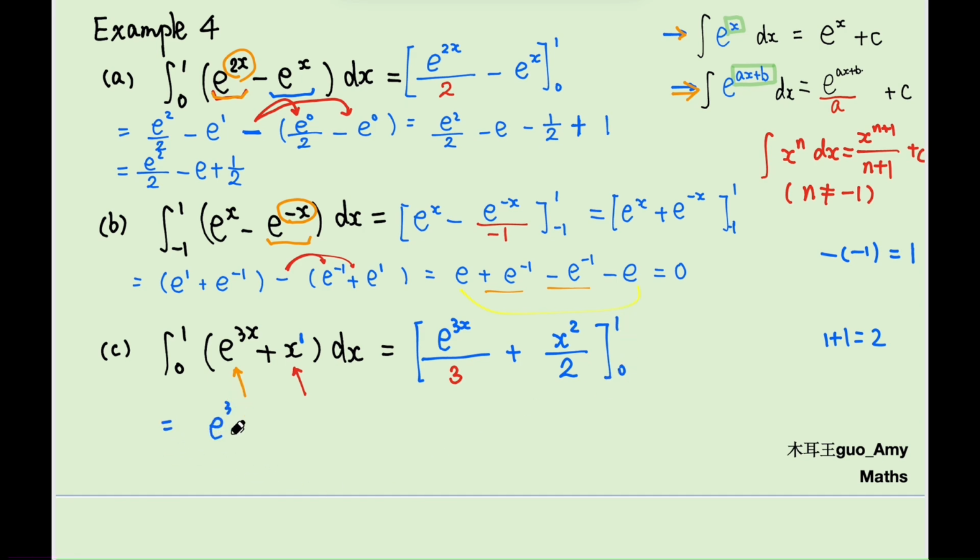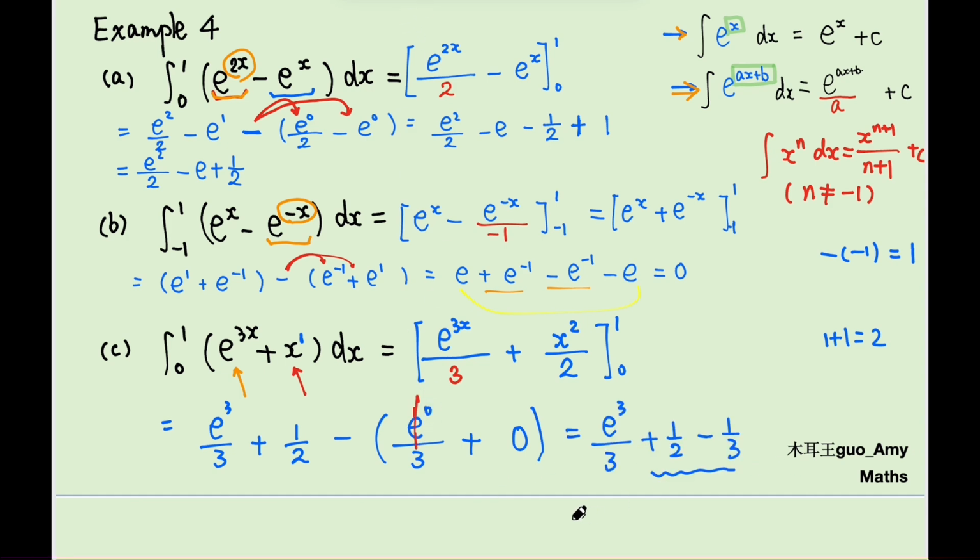E to the power 3 divided by 3, then plus 1 squared, just 1. Then we will have half. Then we substitute the lower limit 0. E to the power 3 times 0 is just 0, over 3. Then x squared, we will have 0, because 0 squared is 0. E to the power 0 is number 1. The last two terms are like terms. We are going to simplify to get the final result.